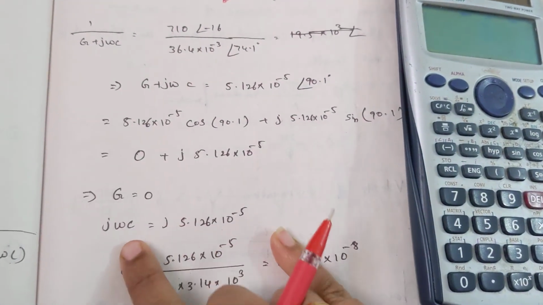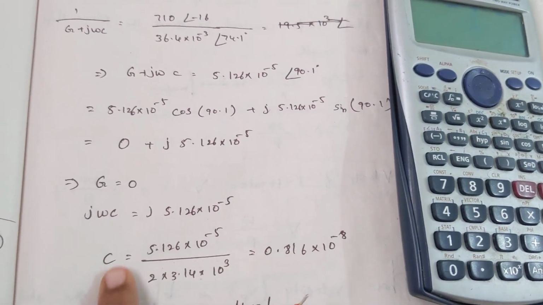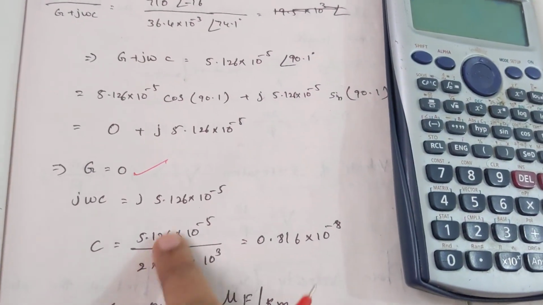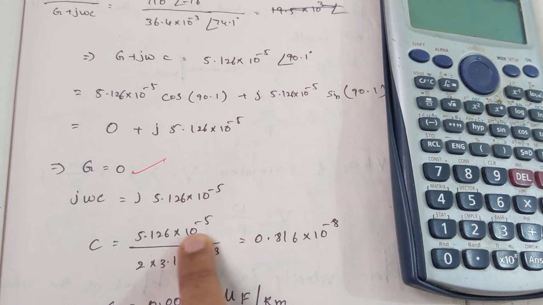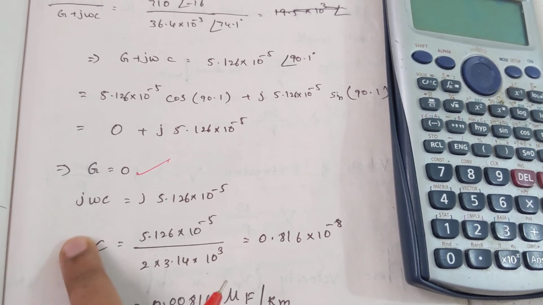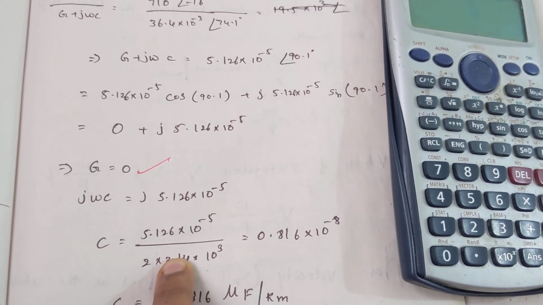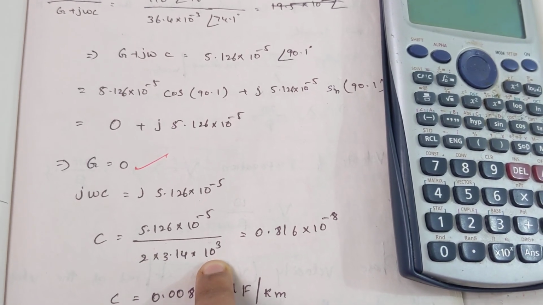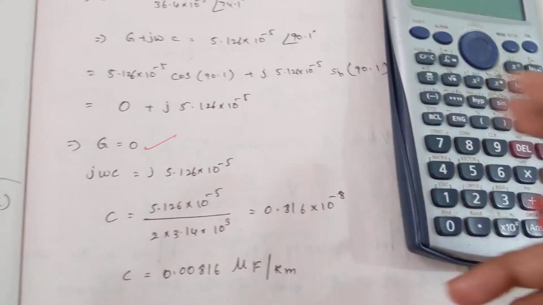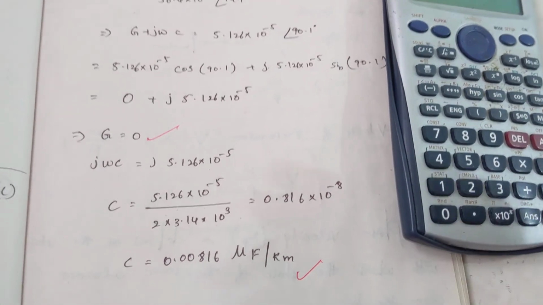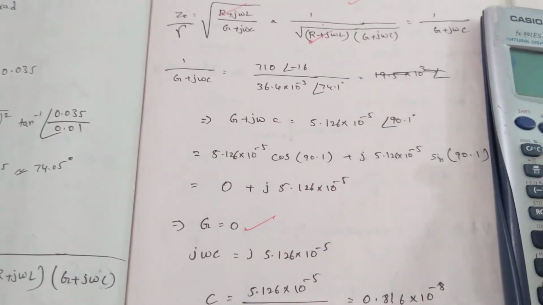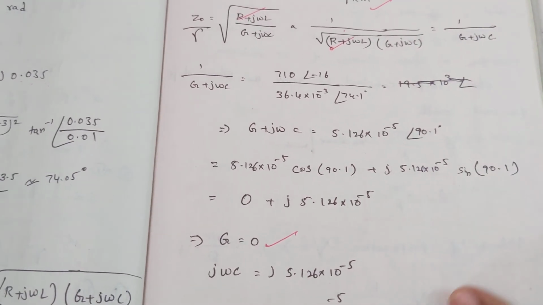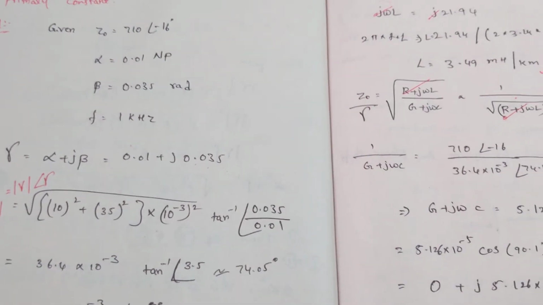So from this we find that G equals 0. What about your C? 5.126 into 10 power minus 5 divided by your omega value, which equals 2 pi f, so 2 into 3.14 into 10 power 3. So you can find out your capacitance. This is the way you are supposed to find the primary constants for the given secondary constants. Okay, thank you.